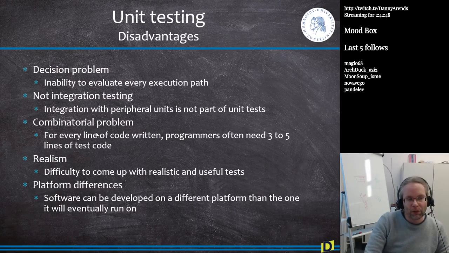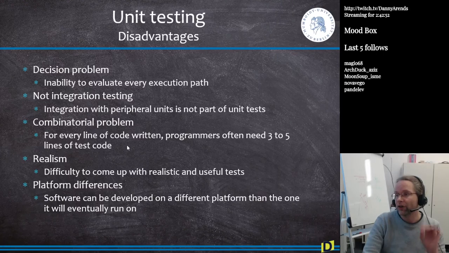There's also the problem of efficiency, because for every line of code that you write, you have to write a unit test. So for every line of code that you write, you write 3 to 5 lines of test code. And this, of course, is very expensive.